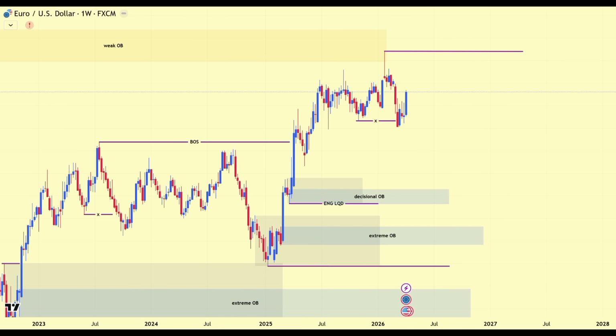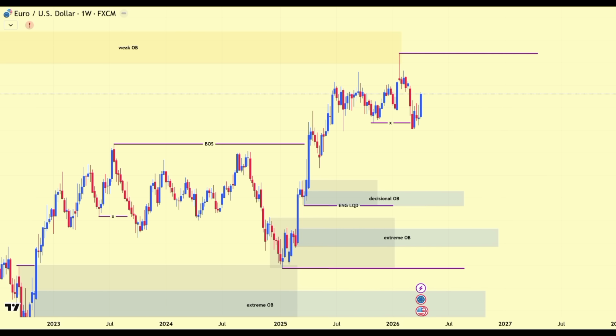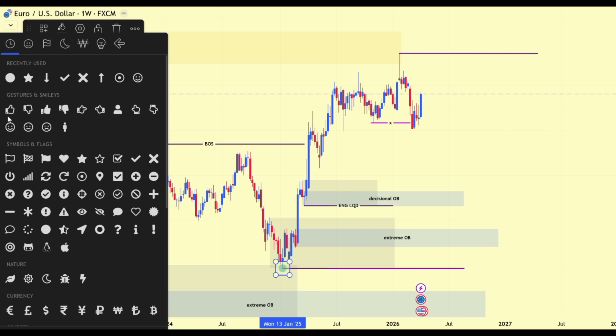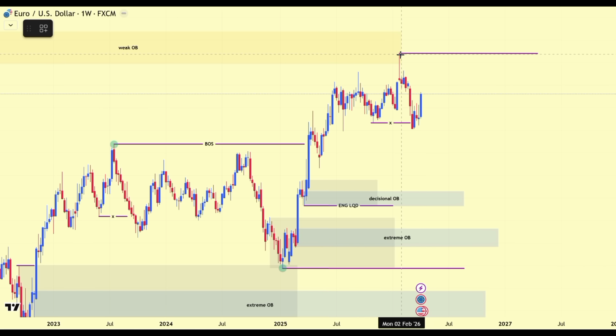So if I am to mark, of course, our swing points on the weekly, we can clearly see this is the swing point that price broke. This one here is our low, and of course, this one here will be our higher high.